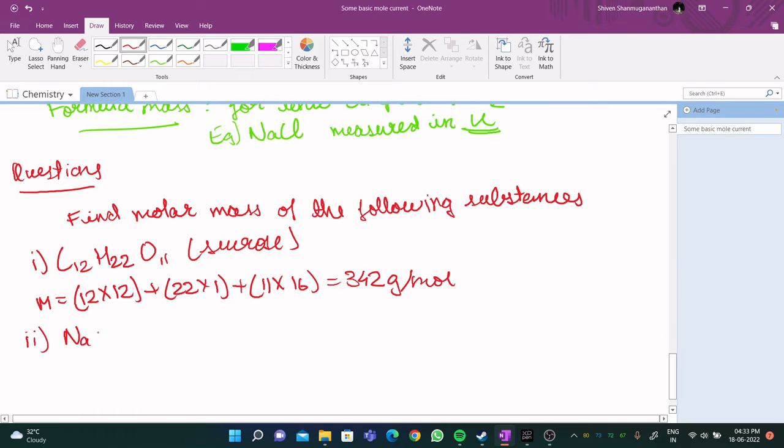We have NaOH. This is sodium hydroxide, pretty simple. Molar mass is equal to the mass of Na, which is 23, plus the mass of oxygen, 16, plus the mass of hydrogen, 1. So you get 40 grams per mole. You can write grams per mole as g mol to the power minus 1. You should understand this as well, the same thing.